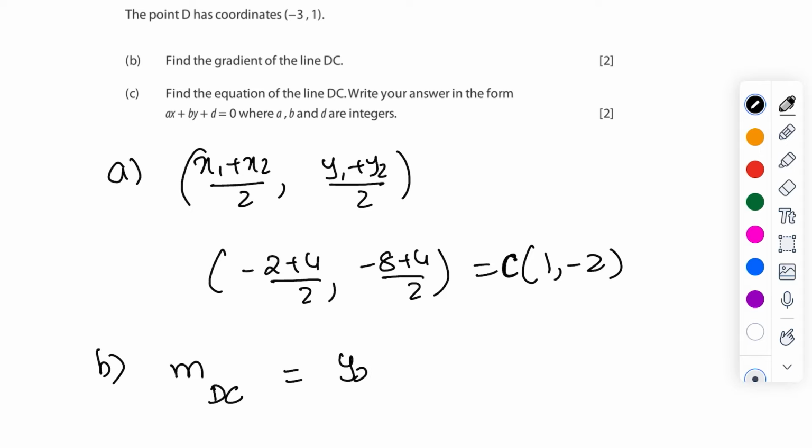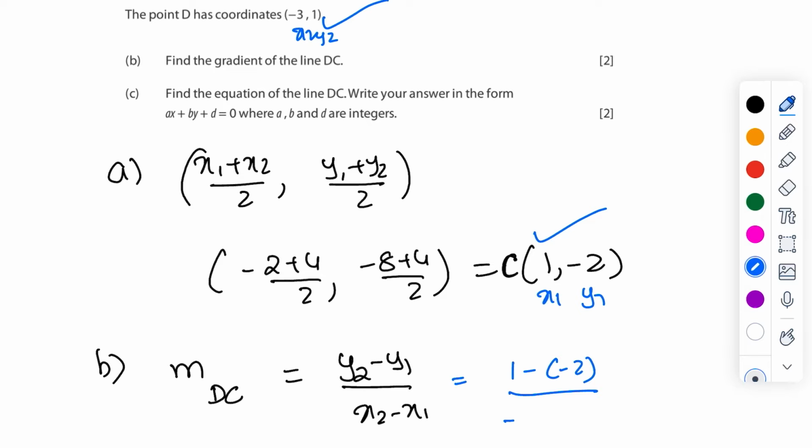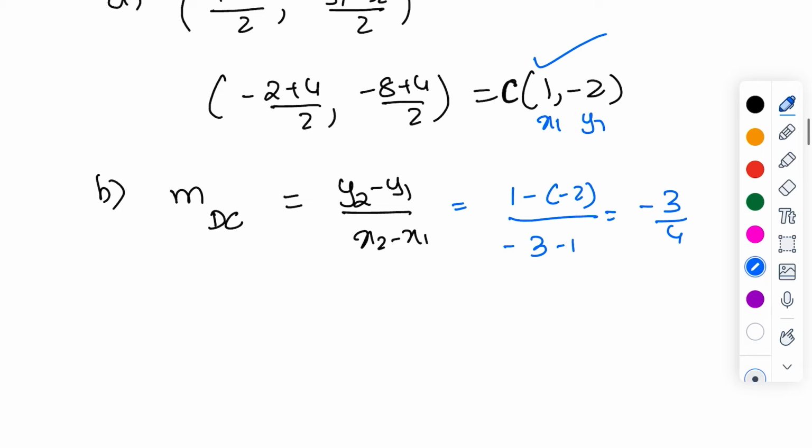So the gradient formula is y2 minus y1 upon x2 minus x1. C is x1, y1 and D is x2, y2. I'm going to find out the gradient. So it's going to be 1 minus of minus 2 divided by negative 3 minus negative 1, which is negative 3 upon 4. Find the equation of a line in this form.